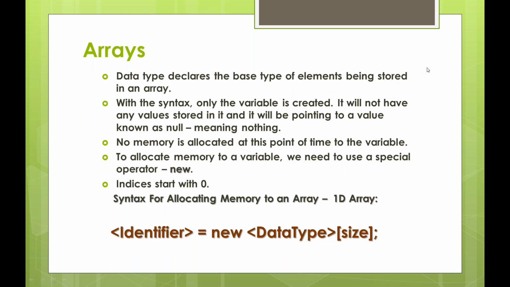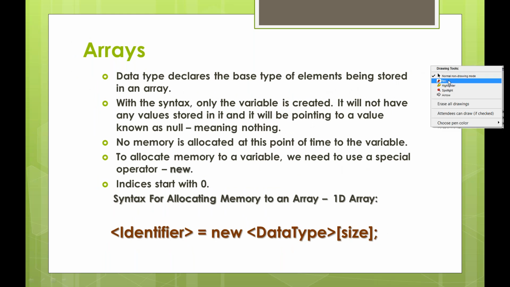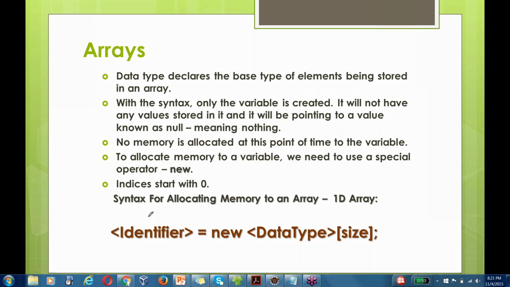So here you can do it this way. We have an identifier. Say for example I have int I square brackets. At this point in time it is just pointing to nothing, it is null. Now I want to allocate memory. Memory is not allocated yet, so I will use the new operator.